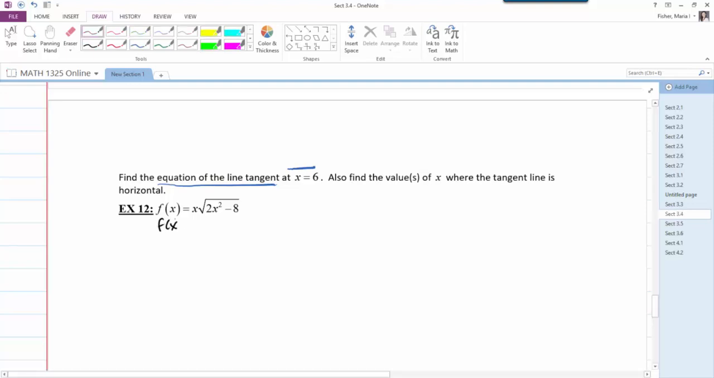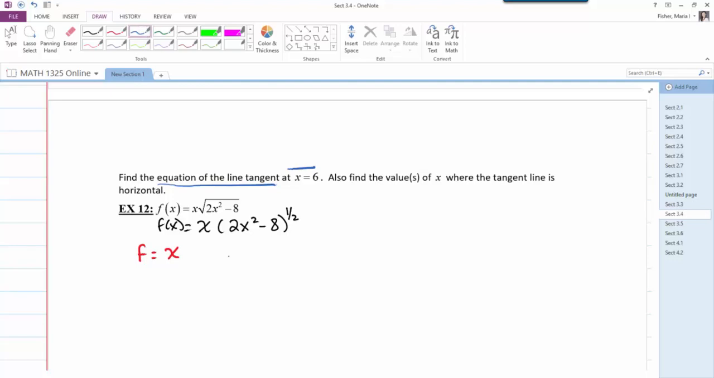So f of x is equal to x times 2x squared minus 8 to the 1/2 power. And x times, so I know that that's a product. So let's go ahead and label the first and the second here. So I'm going to say that f, or my first, is x. And s, or my second, is going to be my 2x squared minus 8 to the 1/2 power. So now the derivative of the first, the derivative of x is 1. And the derivative of the second, s prime, well, this is going to be my general power rule.